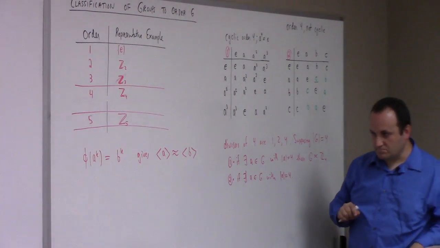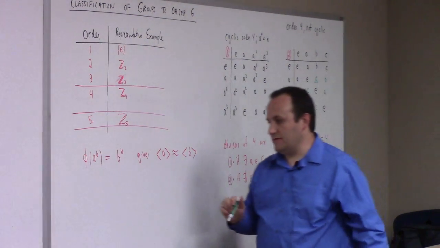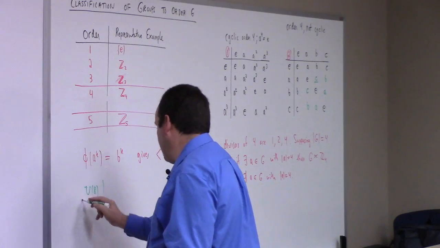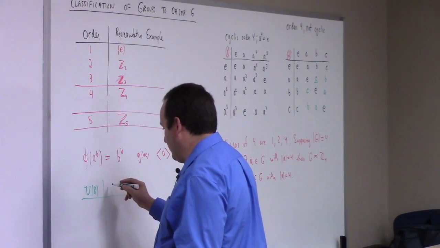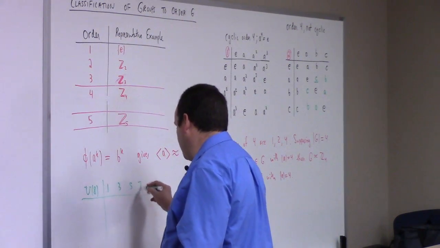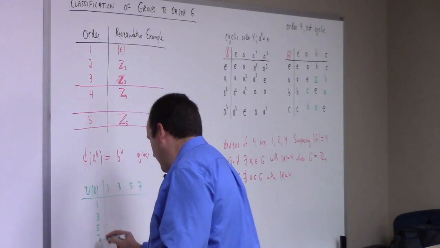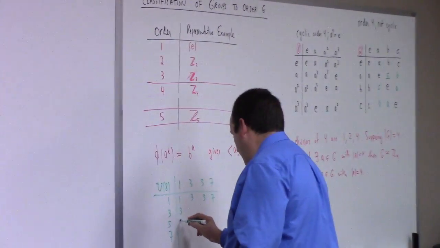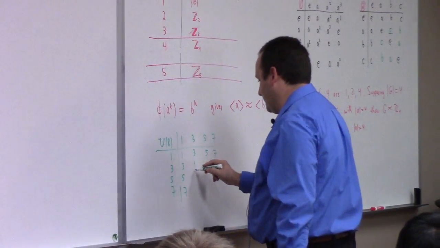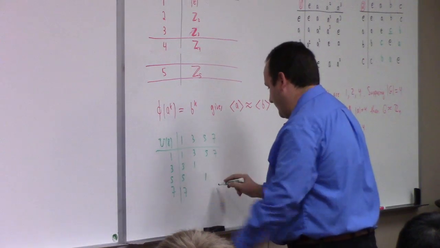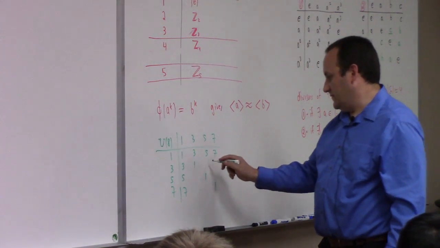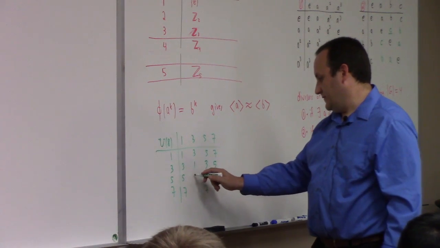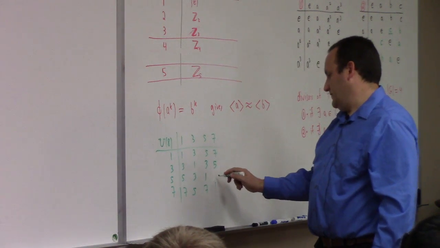But what we could do is look at U8. Here's a quick one to look at. U8, what's U8? It's got 1, 3, 5, and 7. You multiply that, what do you get? 3 times 3 is 1. 5 times 5 is 1. 7 times 7 is 1. And this is 3. This is 5. This is 7. This is 3. This is 5. This is 7.